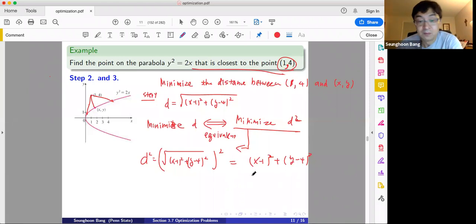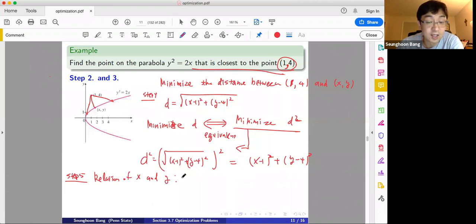One more. On step 5, you change D squared into a function of one variable. You can find the relation of x and y. What's the relation of x and y?